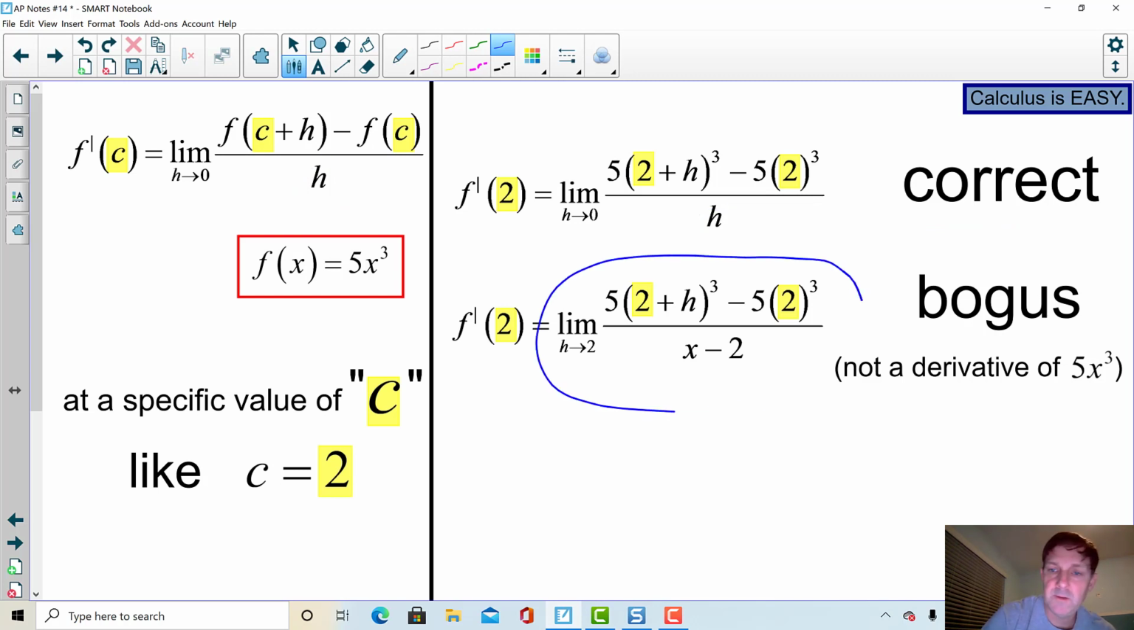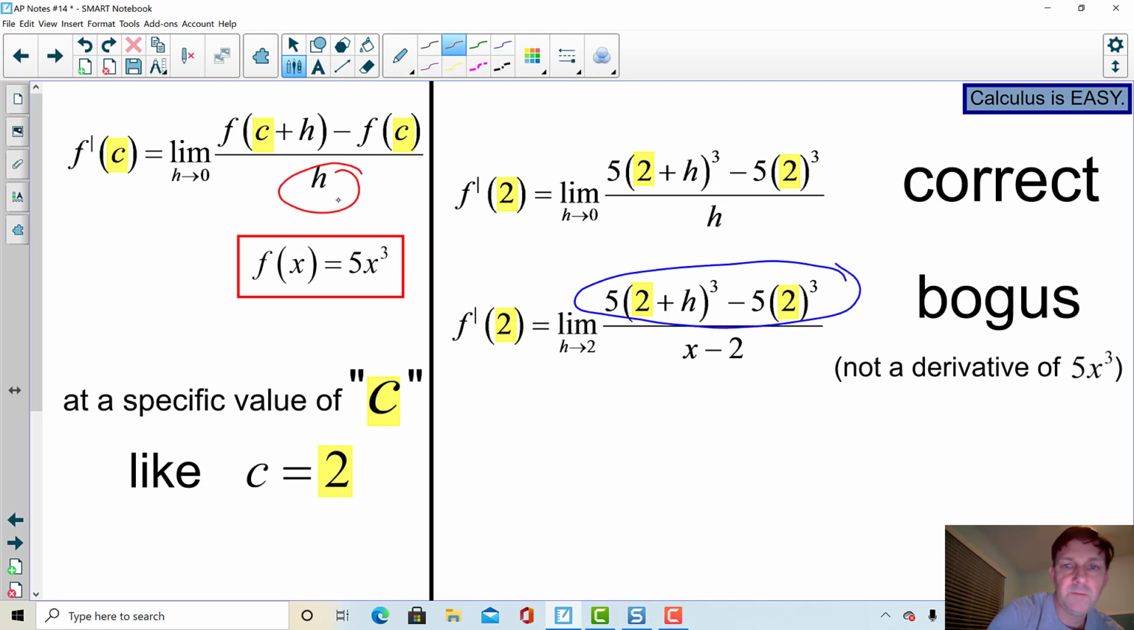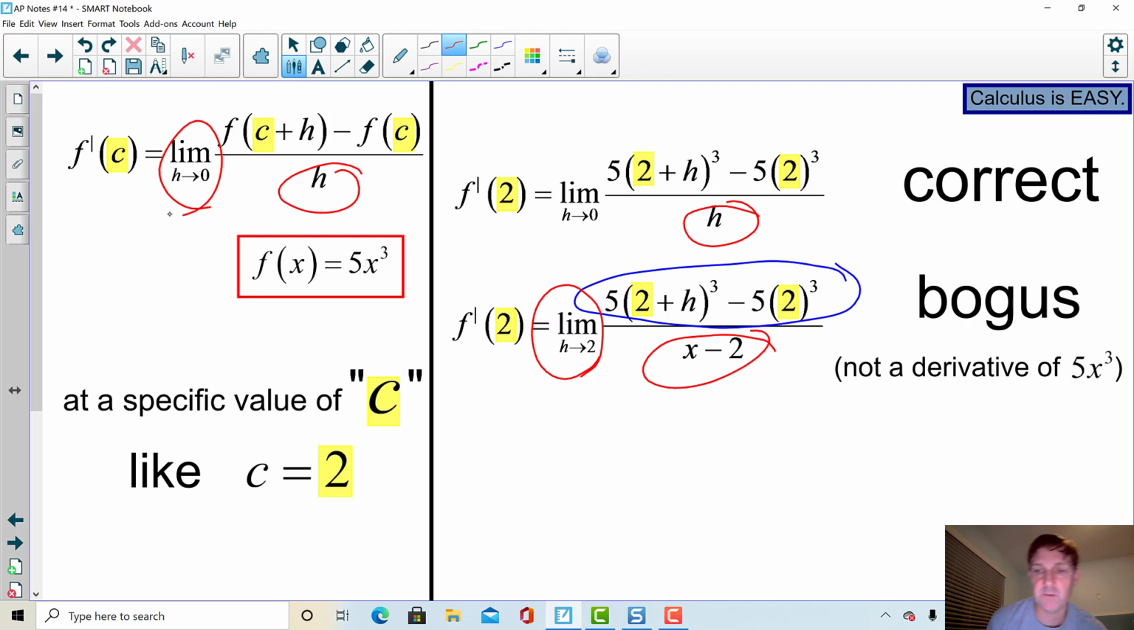This bottom one is not the derivative of 5x to the third. You might notice that the top is done correctly, but the bottom is supposed to be an h, and we have x minus 2 on the bottom. We also have the limit as h goes to 2. That's not correct. It's supposed to be the limit as h goes to 0, so don't be tricked.